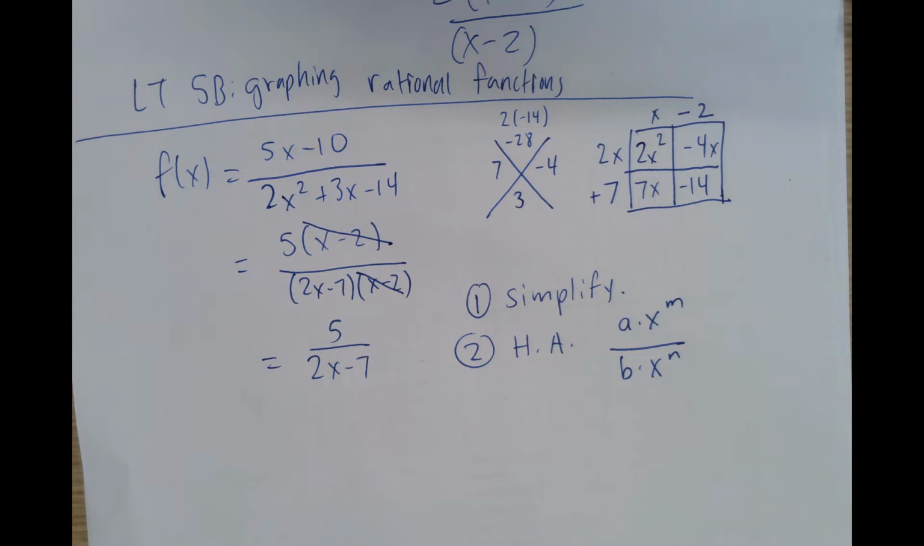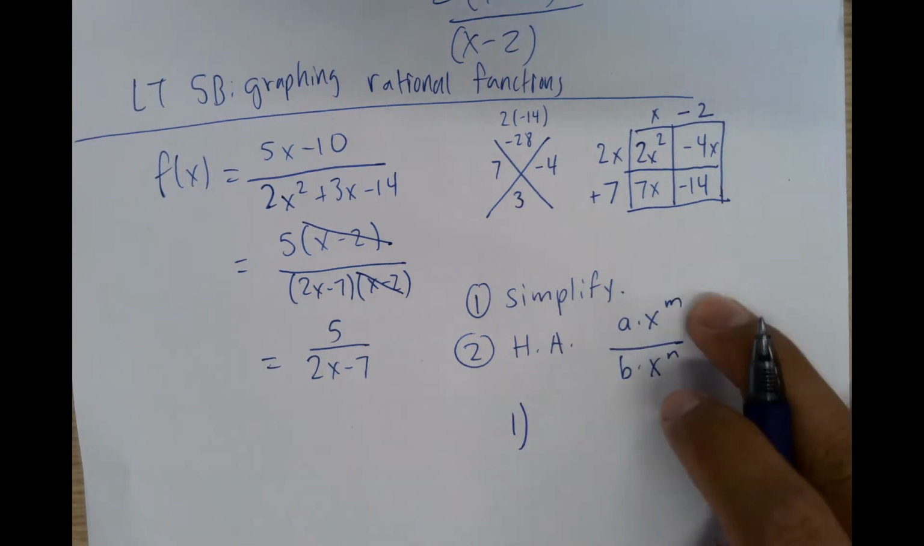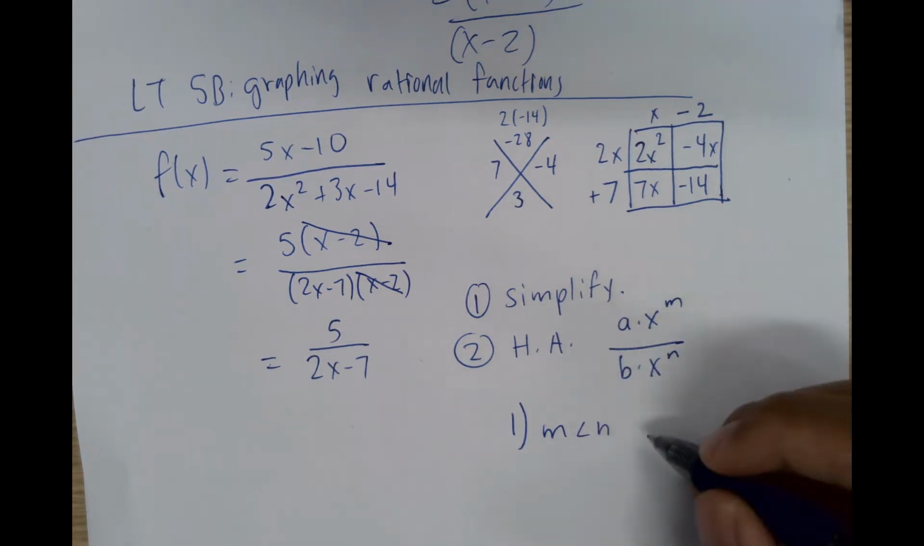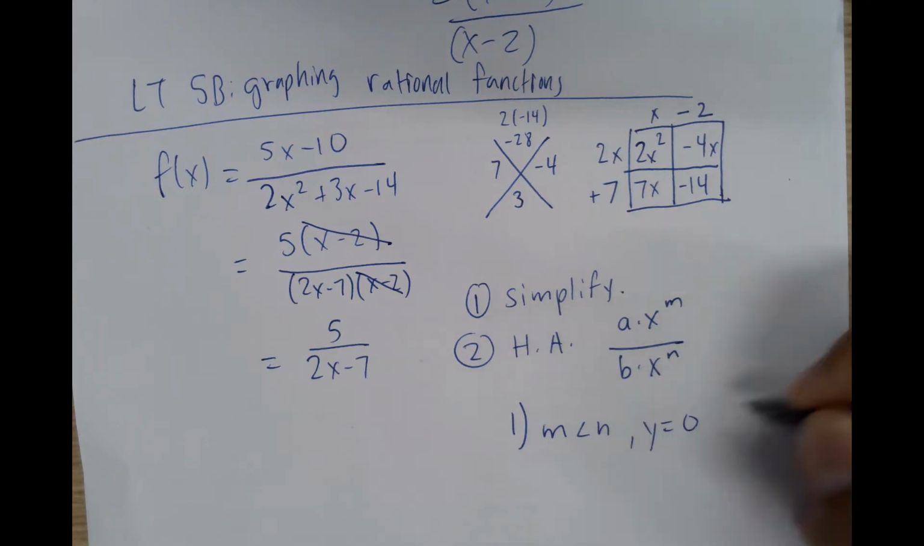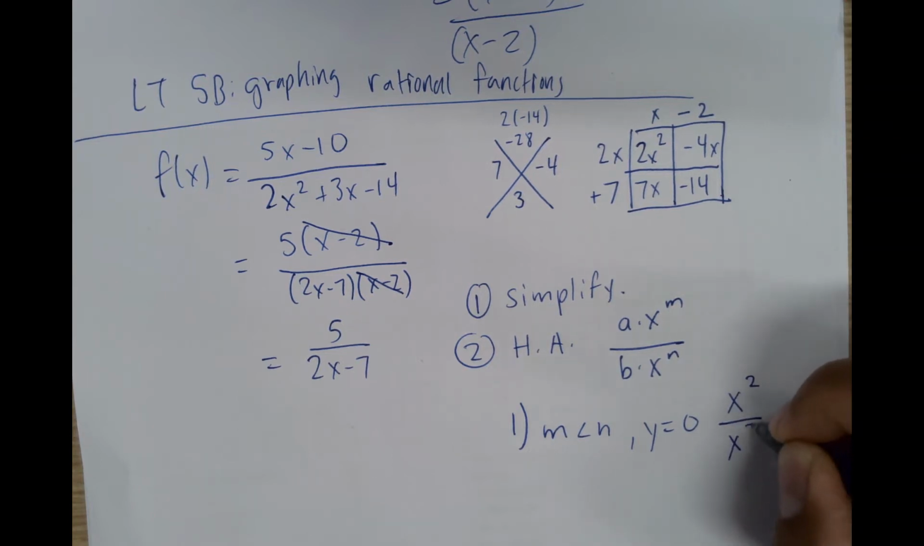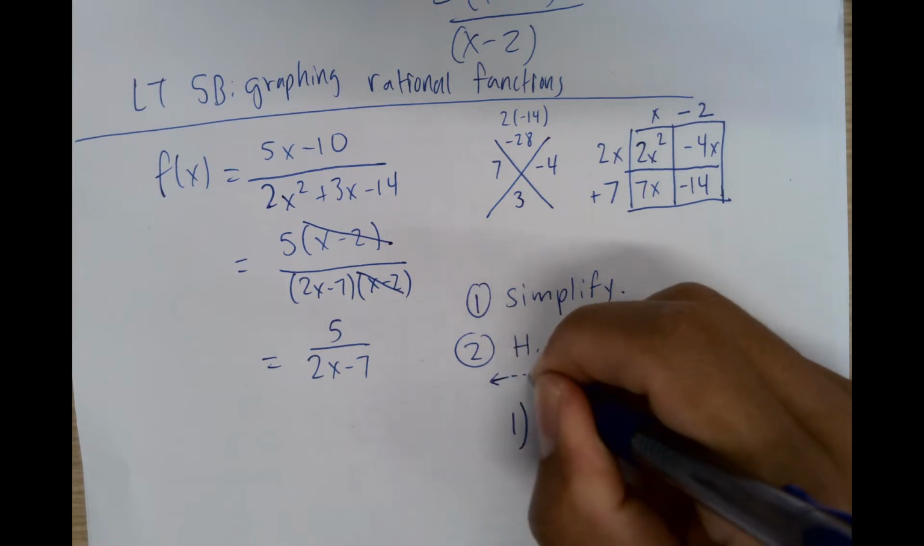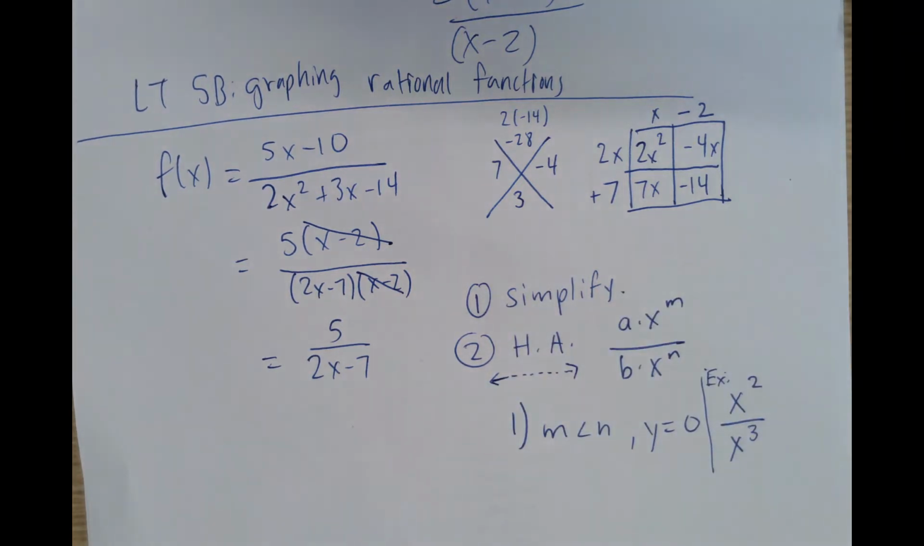Okay, so our first scenario is if the exponent on top is less than the one on the bottom. An example of this might be where you have x to the second power on top and x to the third power on the bottom. In this case, the horizontal asymptote would be y is equal to 0. So horizontal means left to right. As you guys remember, a horizontal asymptote just means the line that your graph never touches, right?